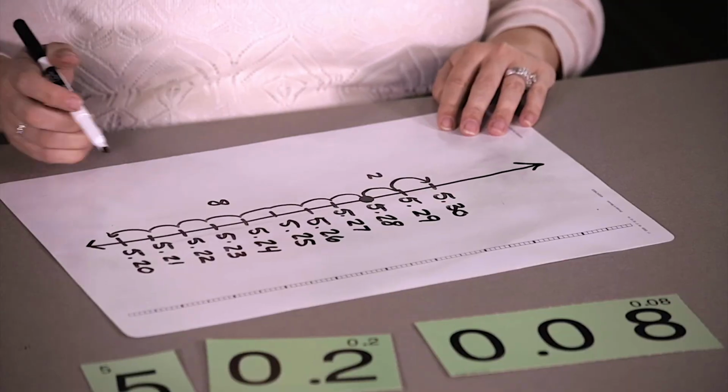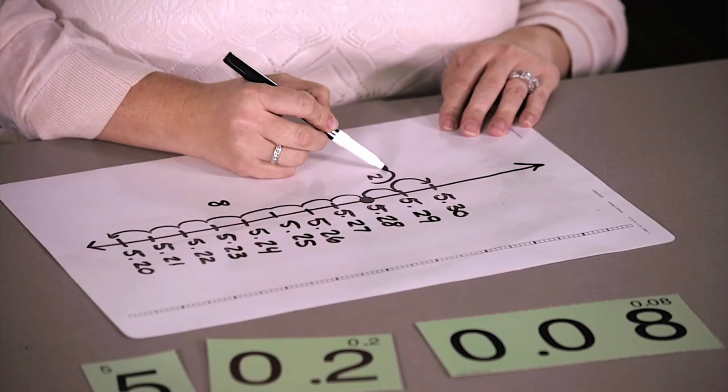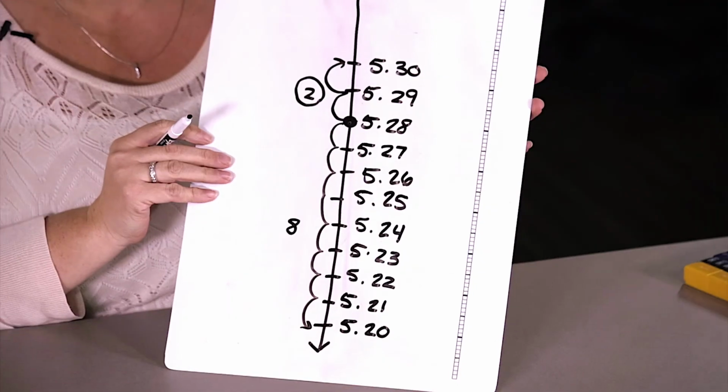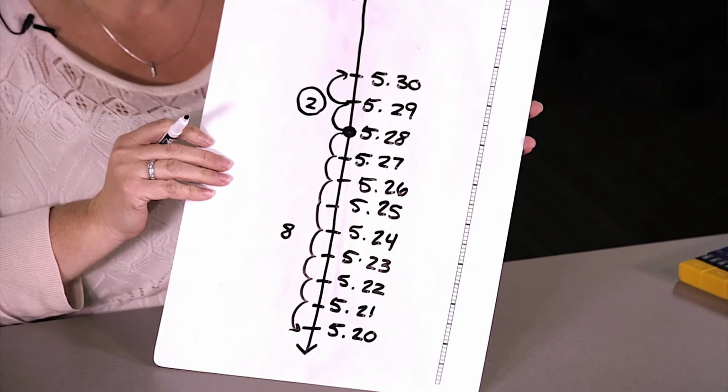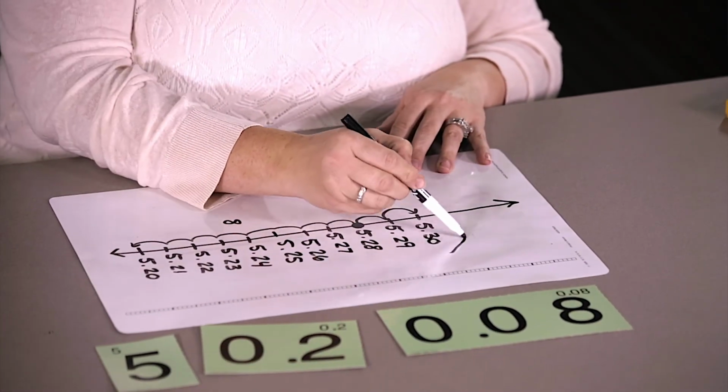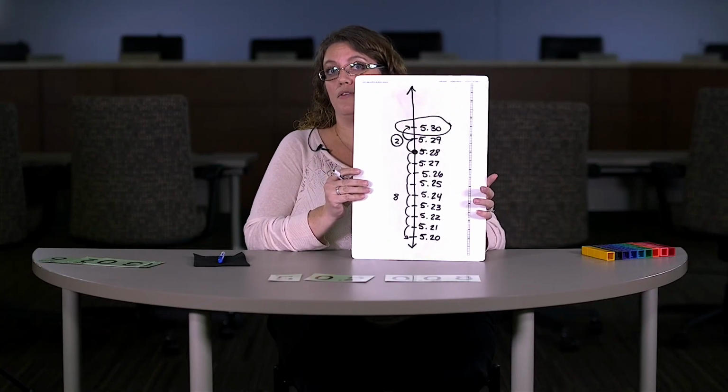When using this strategy, the students then look at which was the shortest distance. Going 2 steps is the shortest distance. So you will round up to the next tenth. So 5 and 28 hundredths rounds to 5 and 3 tenths, or 5 and 30 hundredths.